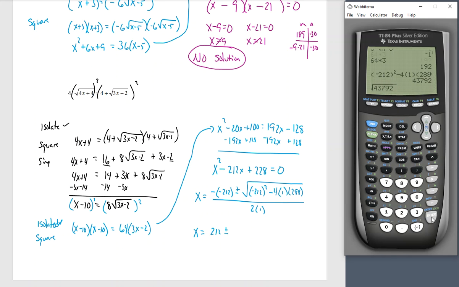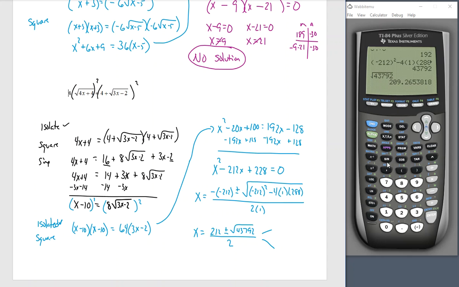Cross whatever you can cross. Well, isn't that just a bummer? The square root of 43,792 all over 2. And I'd really like to be done with this problem. So let's do 212 plus the square root of 43,792, divide that by 2. We'll have 210.6. And then we'll come back.